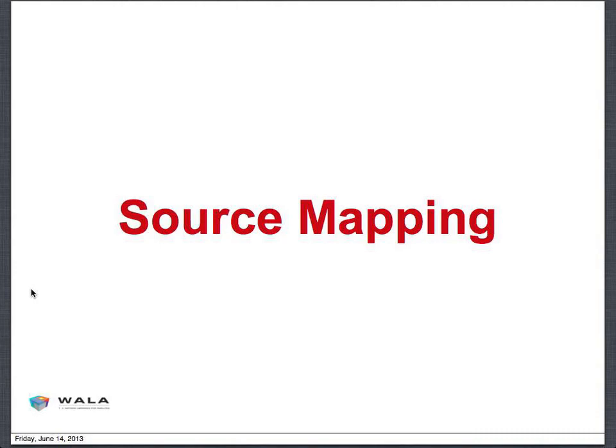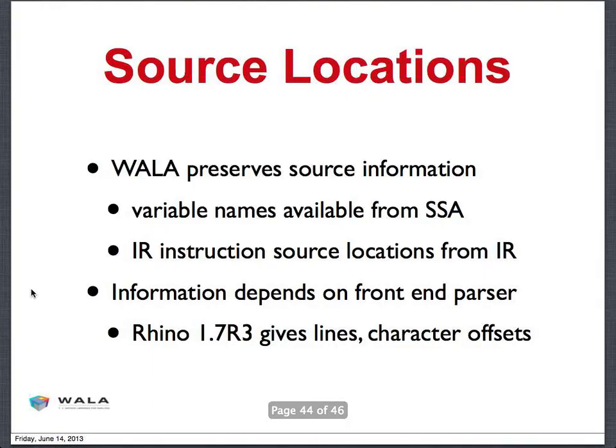So now, Manu was saying that at least with Rhino, we keep very precise source information. Let me just give you a quick flavor of some of the APIs for that. We preserve source location, as Manu said. We preserve two things. One, variable names. If I have a variable S or T or whatever else, when we do SSA conversion, the names of the values are recorded. We allow you to get hold of those.